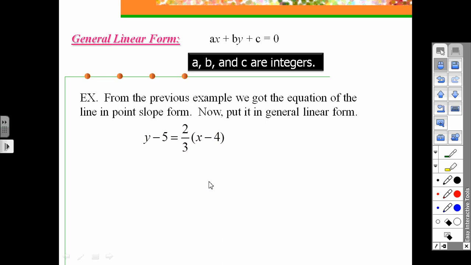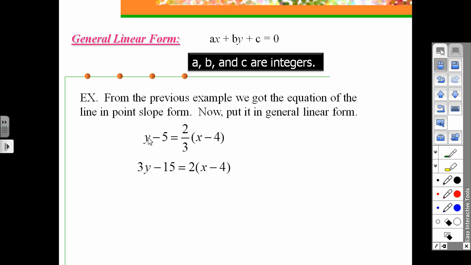So let's look at the process. Since a, b, and c are going to be integers, this fraction is a problem for us. So a nice way to get rid of that fraction, or to deal with that problem, is to look at the denominator and multiply the entire equation, both sides, by that denominator. Because what you do to one side, you do to the other, it keeps it balanced, right?